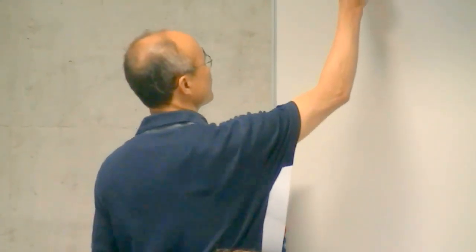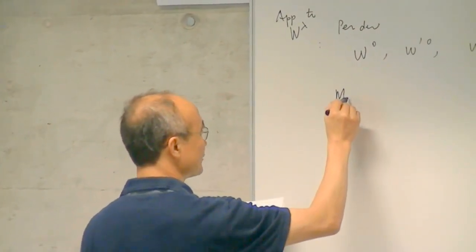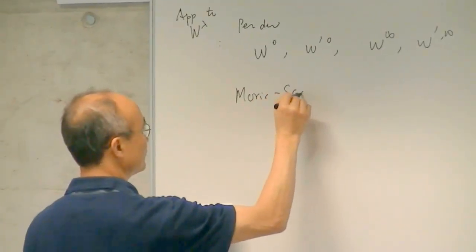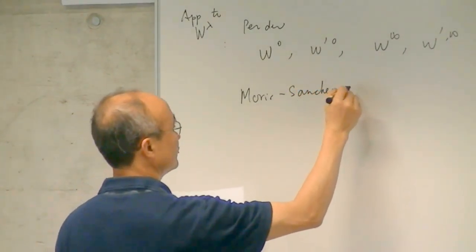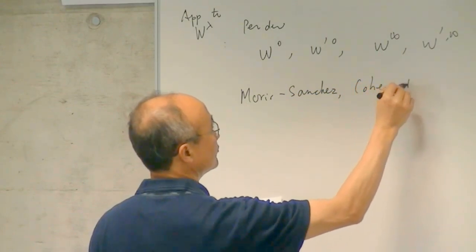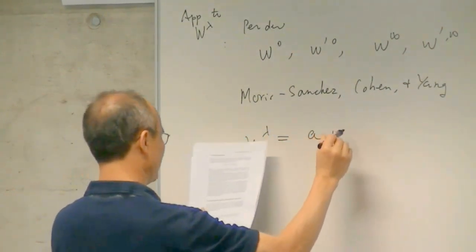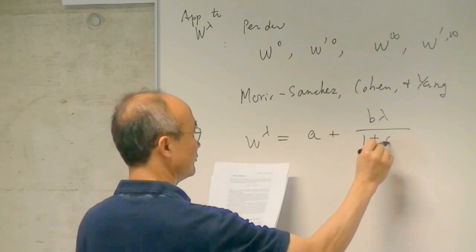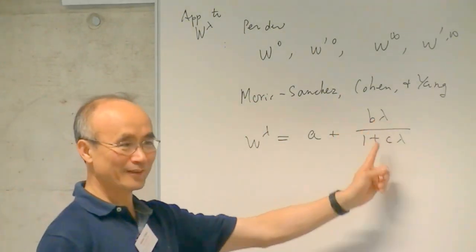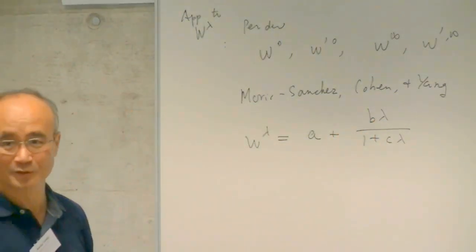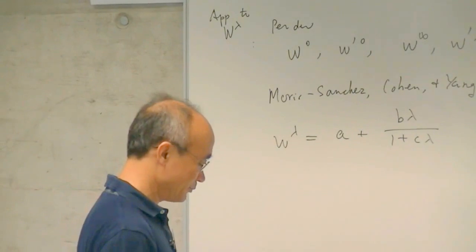Another approximation, so this is from your book, from my group, from Maurice Sanchez. We had a functional that was like this. Using a Padé approximation, a constant plus a dependence on lambda, and the curve looks really amazing compared to the true curve. Now it's not linear, it's more complicated.